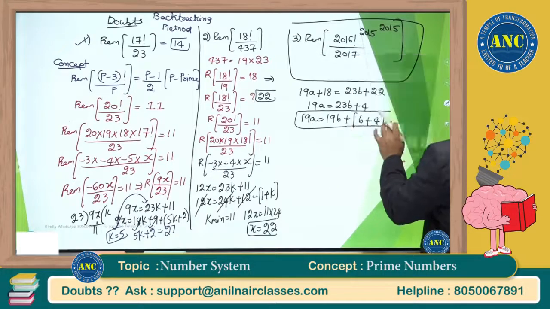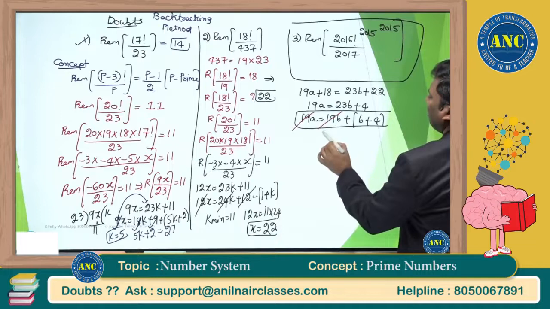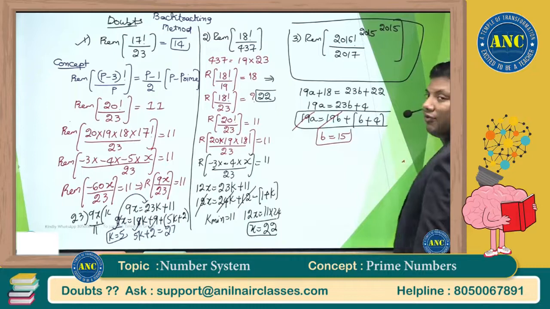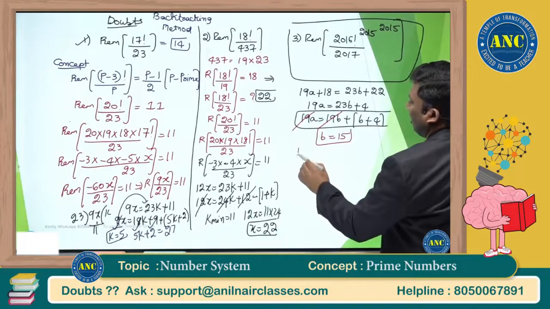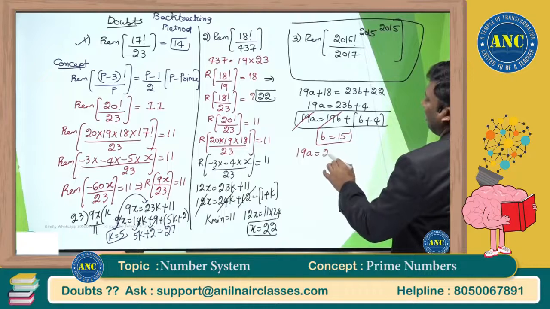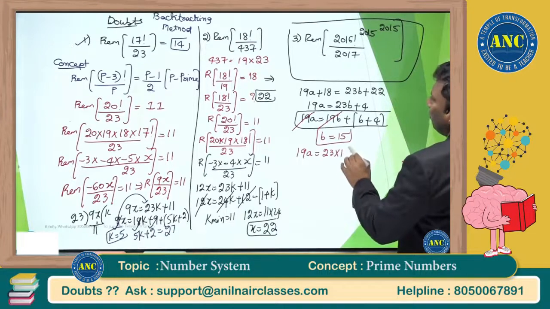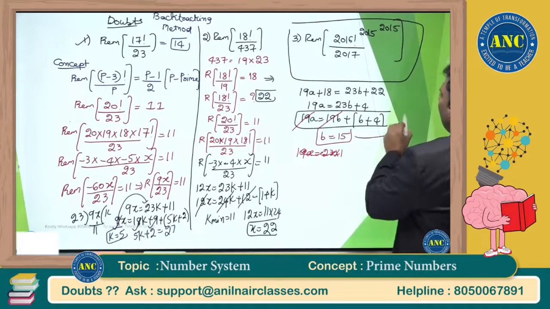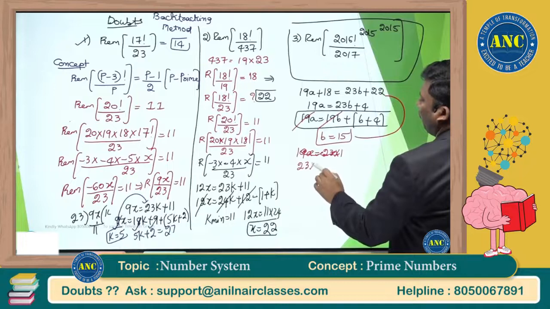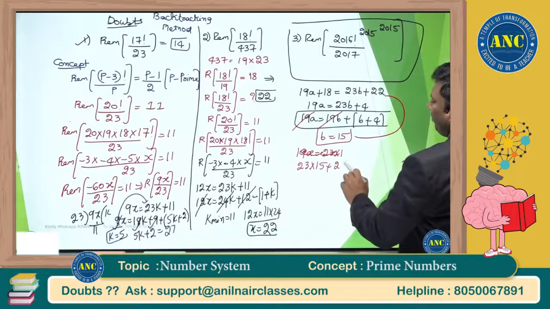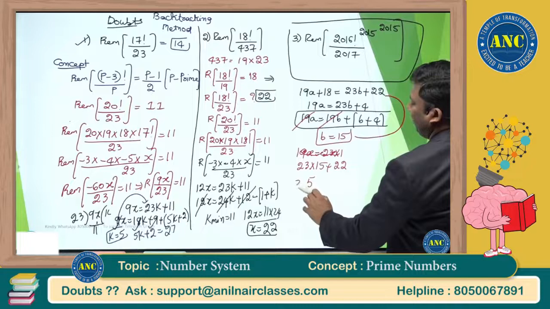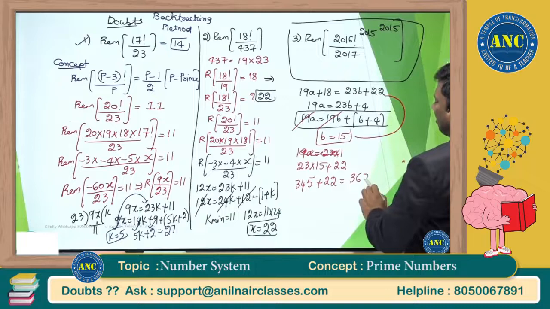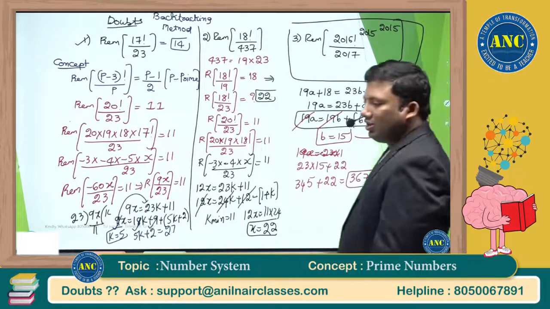Now from here you will easily get the answer. Divisible by 19. The minimum value of b is 15. Even if you take more values, on further division it will get cancelled. 19a is equivalent to 23 into b, b is 15. If b is 15, you don't need to find out a. 23 into 15 plus 22. 15 threes are 45, 345 plus 22. The answer for this question is 367.